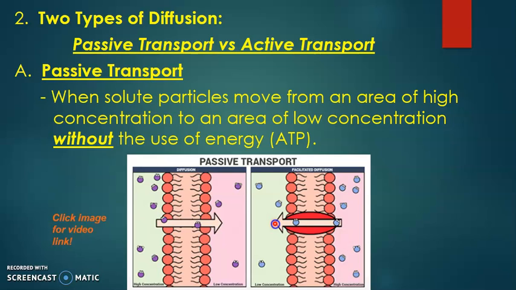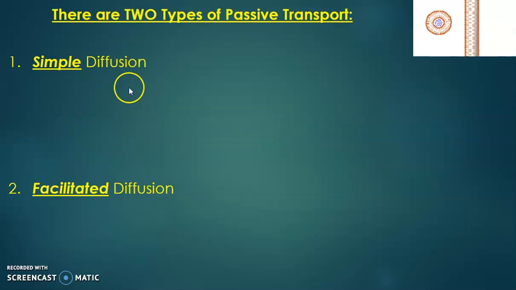And again, I don't care what the scenario is. Are particles moving into the cell or out of the cell? It doesn't matter, as long as it's moving from high to low and it doesn't cost any energy. So we're going to give a name to these two mechanisms of passive transport, and that's our next slide here. Is it going to be what we call simple passive transport, or is it going to be what we call facilitated passive transport?